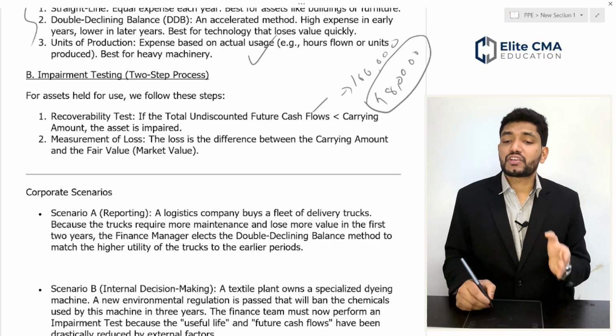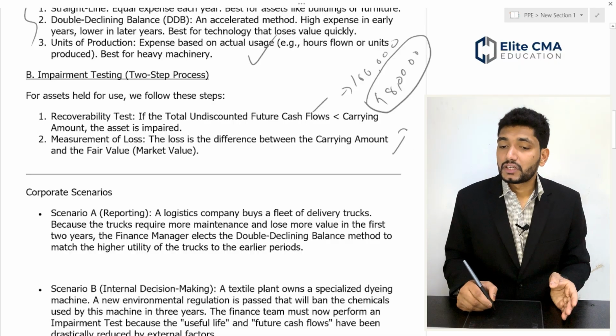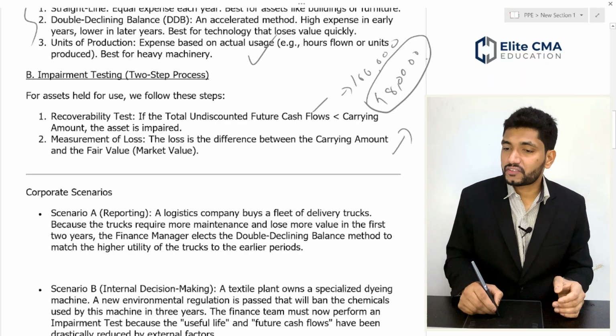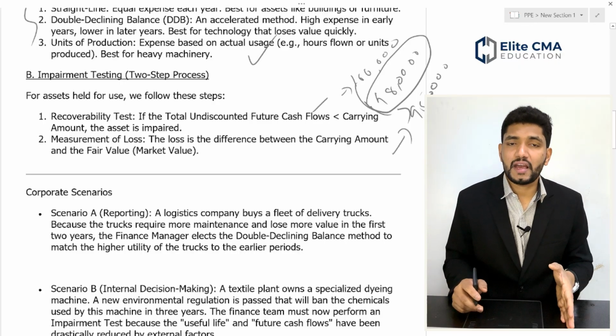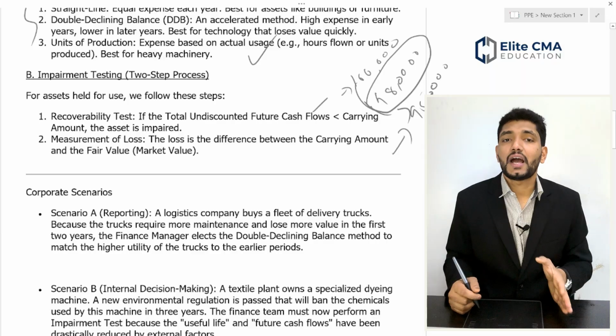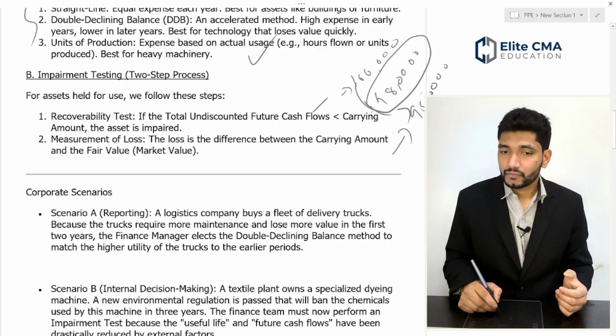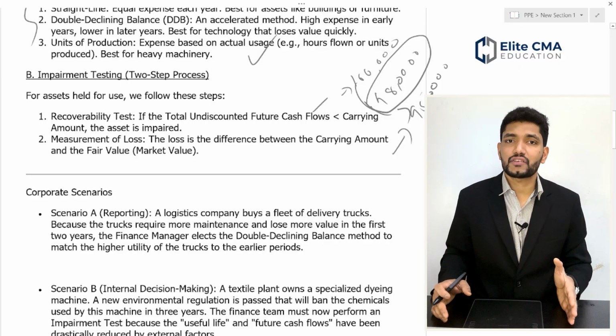Then in the measurement of loss, you have to compare the fair market value with your carrying amount. Suppose for the same machine, the fair market value is only 95,000. In this case, you have to consider 95,000 as your net asset value, and the difference you have to impair, or write off. So, this is the impairment testing for the assets.